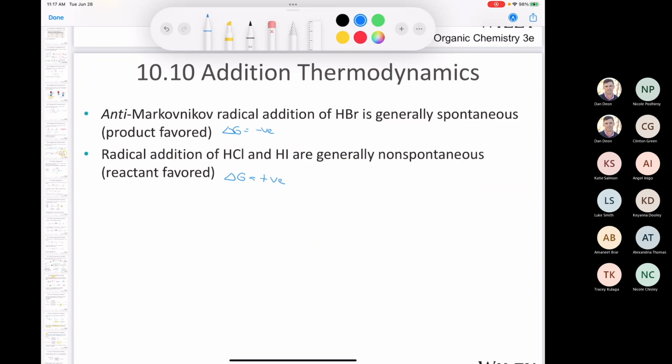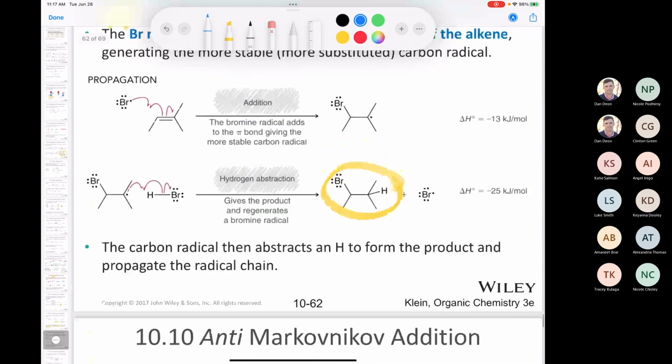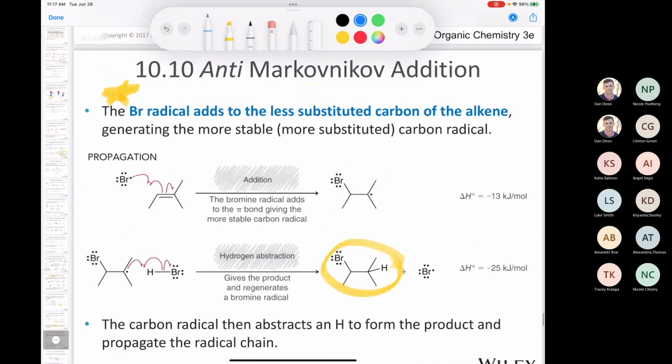Now, our book, not in my slides, but in the textbook, they go into a full treatment of looking at the addition step and the hydrogen abstraction step for HCl and HI. The addition step is thermodynamically disfavored for HI, but it's favored for HCl and HBr. So HI just won't work. And then you go down here and it says for the hydrogen abstraction, HCl is not thermodynamically favored. So the only one that works is HBr.